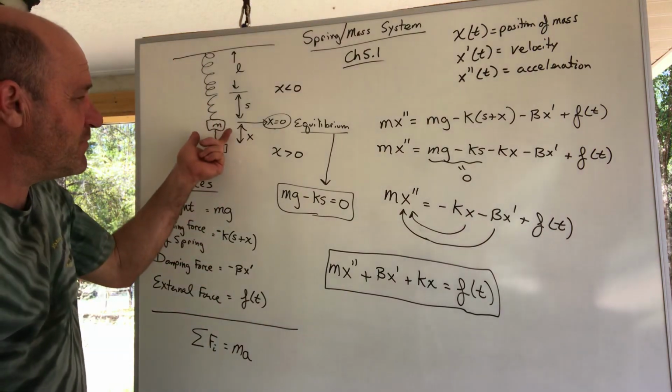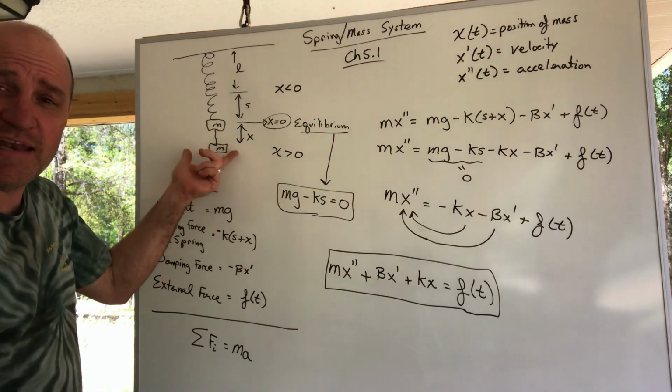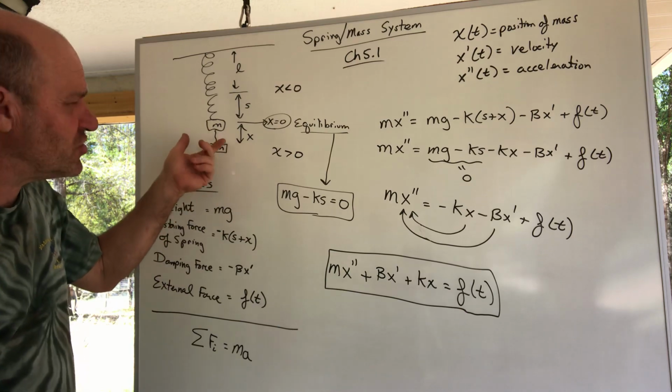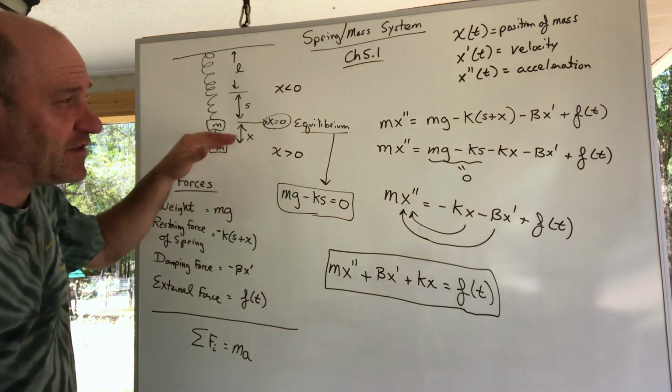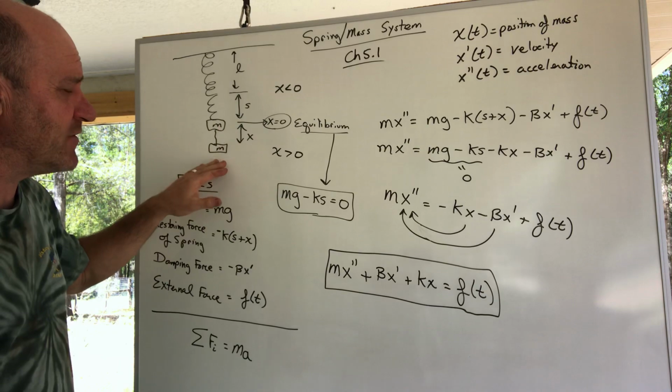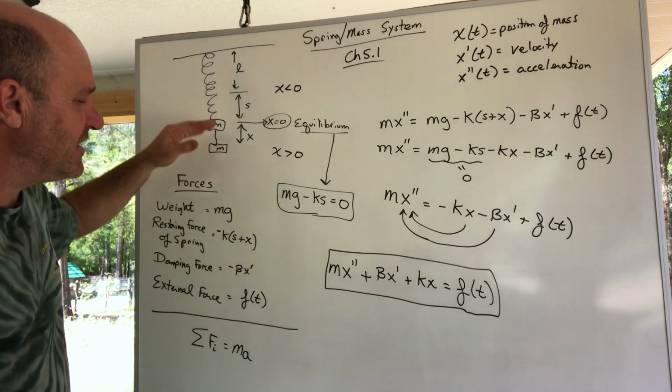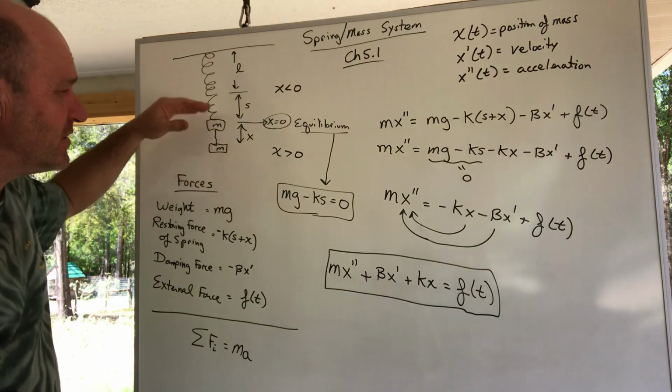So what we do is we pull this down a little distance and we let it go, or maybe we give it a little push. Those are the initial conditions for the differential equation. We'll talk about those later. But once we set it into motion, it oscillates, of course.